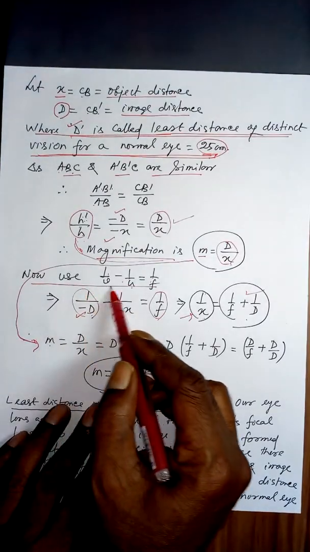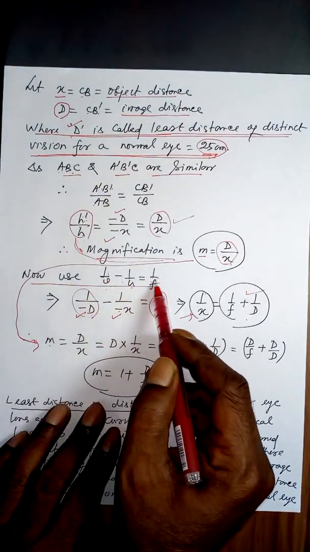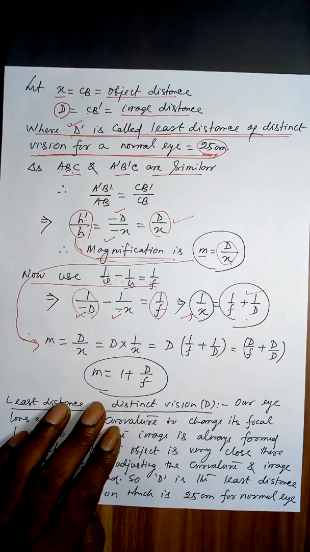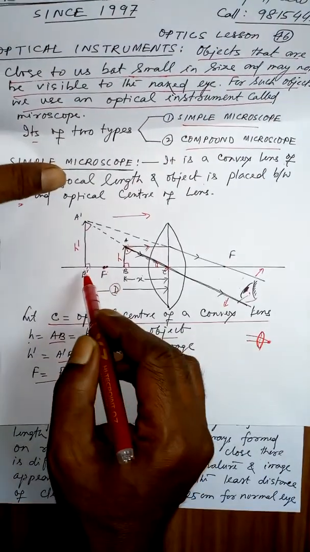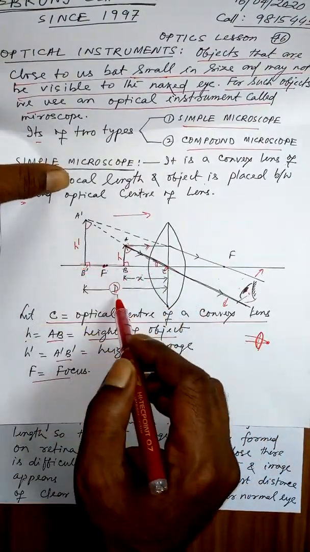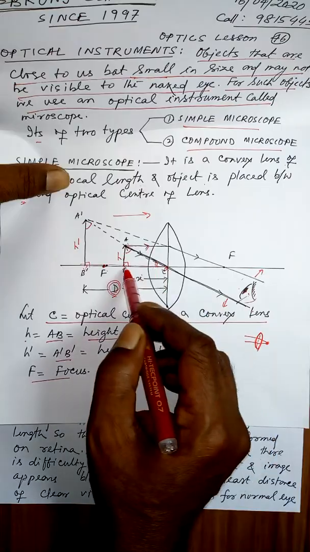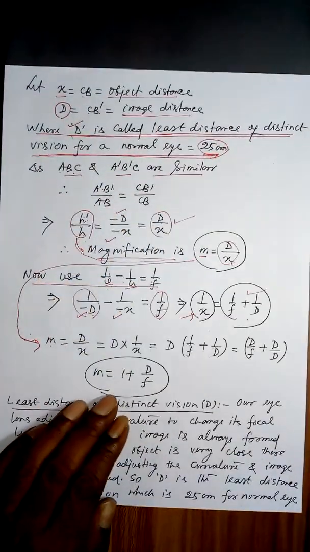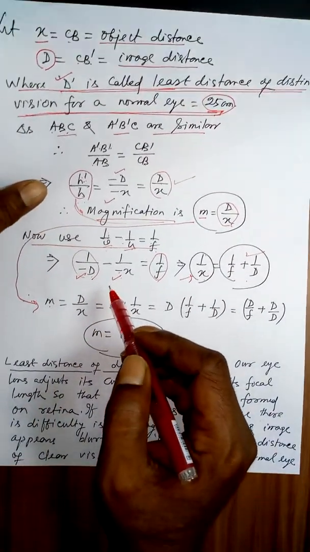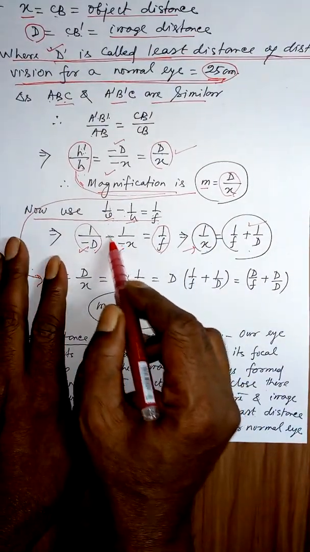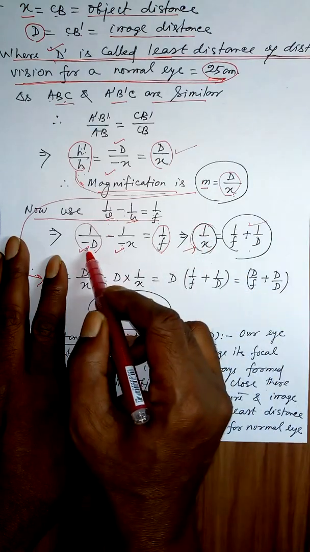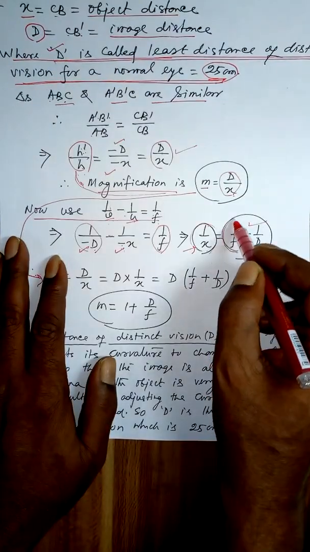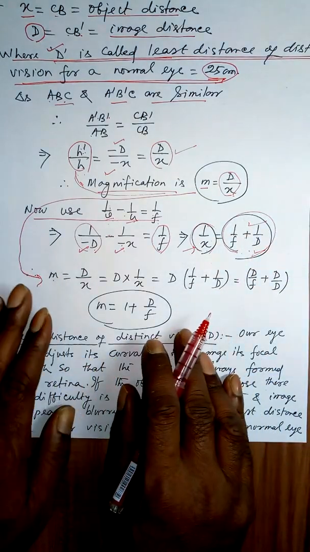Now use the lens formula, 1/v minus 1/u is 1/f. Now v is negative, u is negative, because the image is here, from C to B' is minus d, and from C to B is minus x. Both are opposite to the direction of light. So minus d minus x, this becomes positive. I bring this 1 over minus d to this side, so this becomes 1/f plus 1/d.